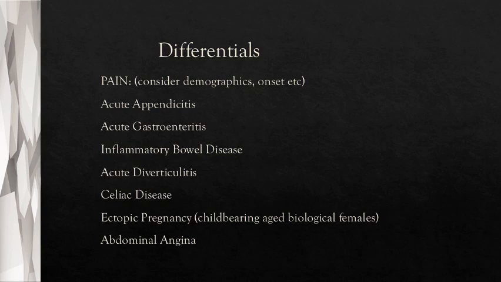Now, the major issue is abdominal pain, but the severity was not mentioned, nor do we know the reason why he was not immediately triaged as an urgent case in the ER. But we do know there was a change in bowel movements. We have to consider acute appendicitis, acute gastroenteritis, inflammatory bowel disease, acute diverticulitis, depending on age, celiac disease, and ectopic pregnancy. This is because we have to consider the possibility of the index patient being a trans male, but biological female. Depending on age also, you can have other differentials like abdominal angina.